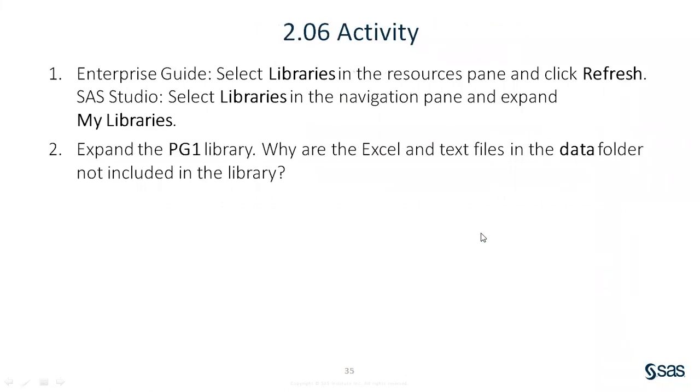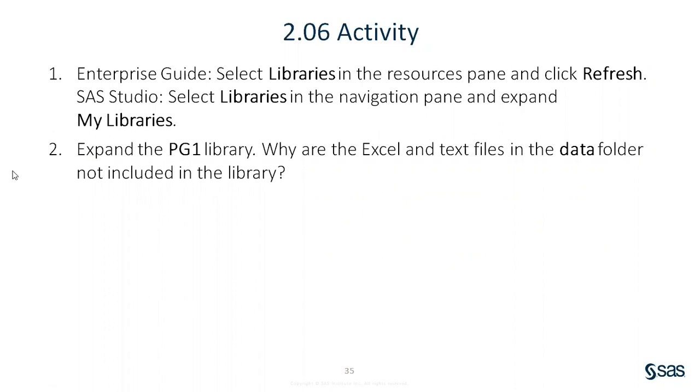Okay, so now it's having an activity. So for Studio, it's telling you to go to libraries, navigate the pane and expand My Libraries, and check whether you have the PG1 library. So you already have it, correct?